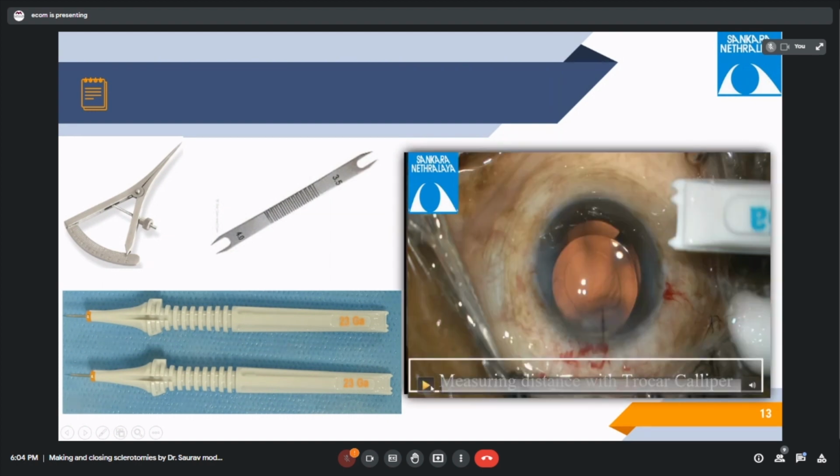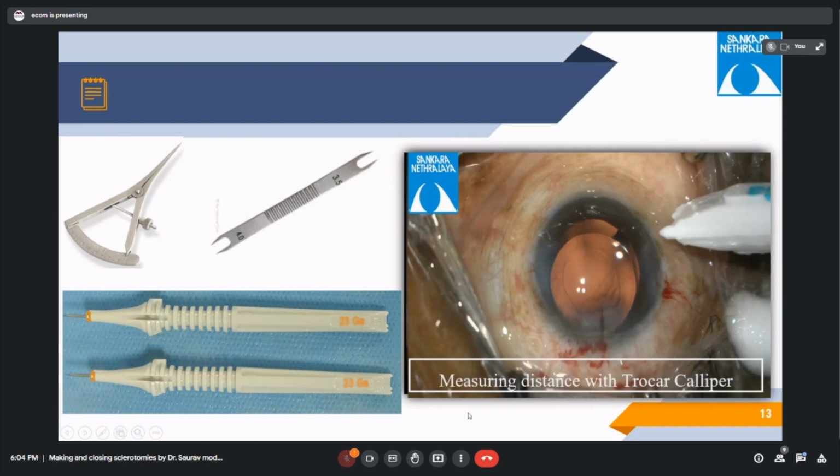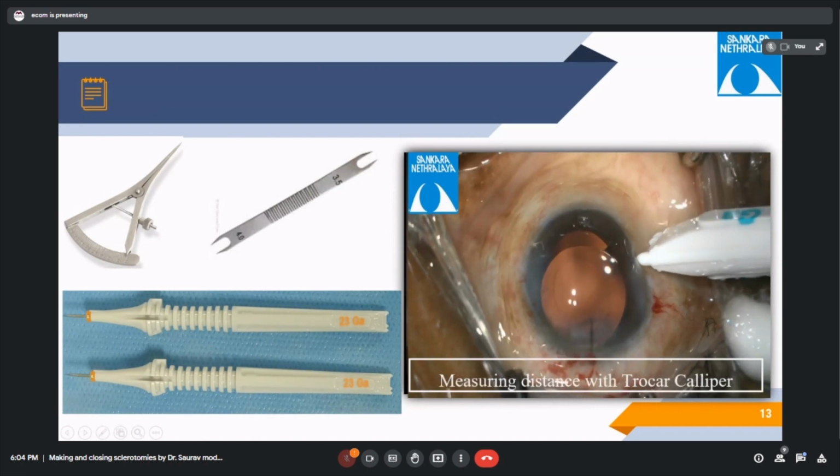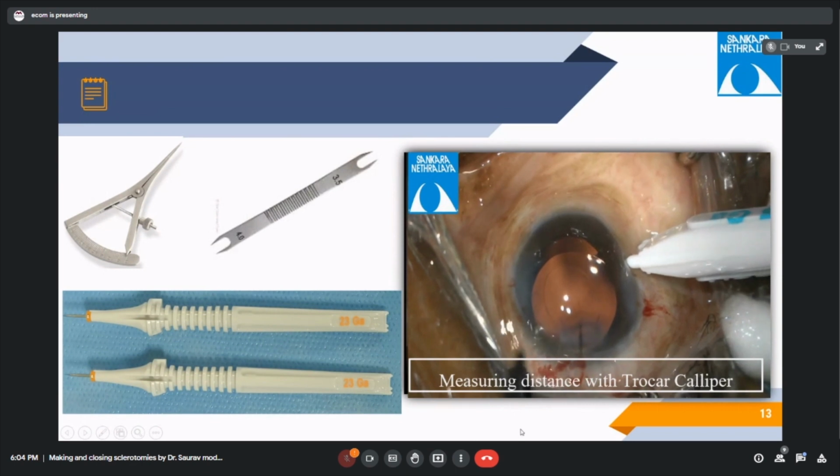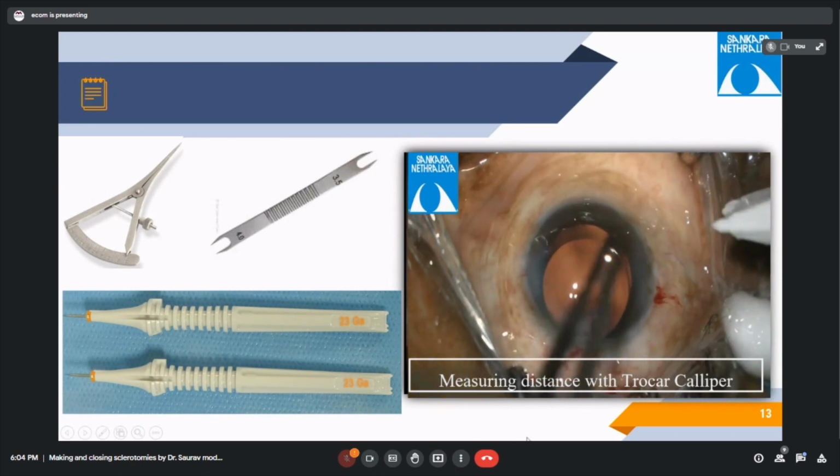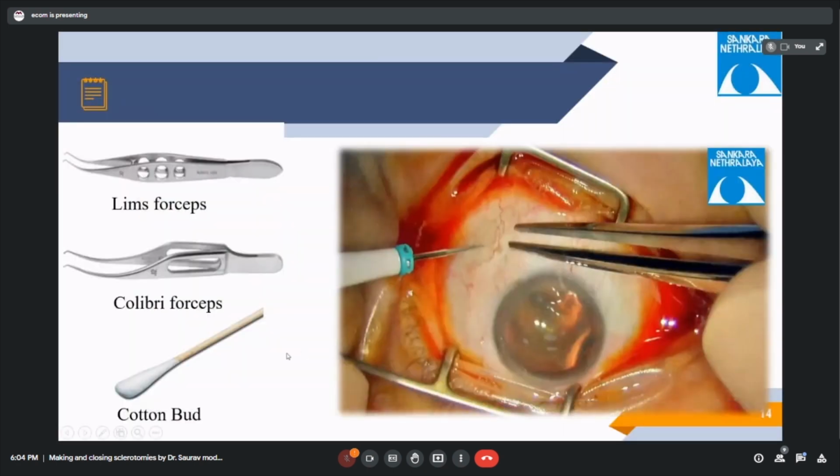So how do we measure? We place the edge of the trocar cannula over the desired quadrant, exert a gentle and firm pressure so as to indent without deforming the globe. The second important step is conjunctival retraction. Why is this step important?